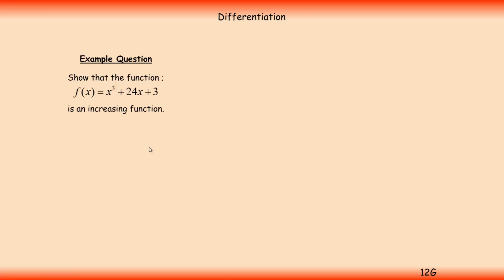Okay, for this example, show that the function f of x equals x cubed plus 24x plus 3 is an increasing function. So f of x, we can write that as y. We could keep the same notation, but y is fine. x cubed plus 24x plus 3. So if we differentiate this function, dy by dx gives us, term by term, 3x squared plus 24.